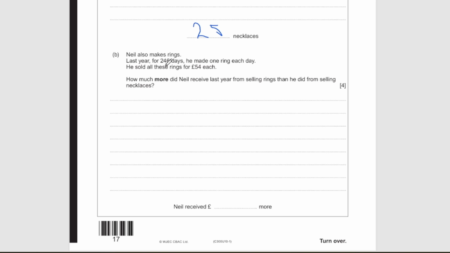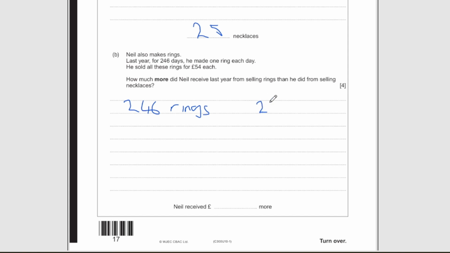So he made one a day for 246 days. So he made 246 rings in total. Sold them all for £54 each. So 246 multiplied by 54. This is going to be tricky, right?